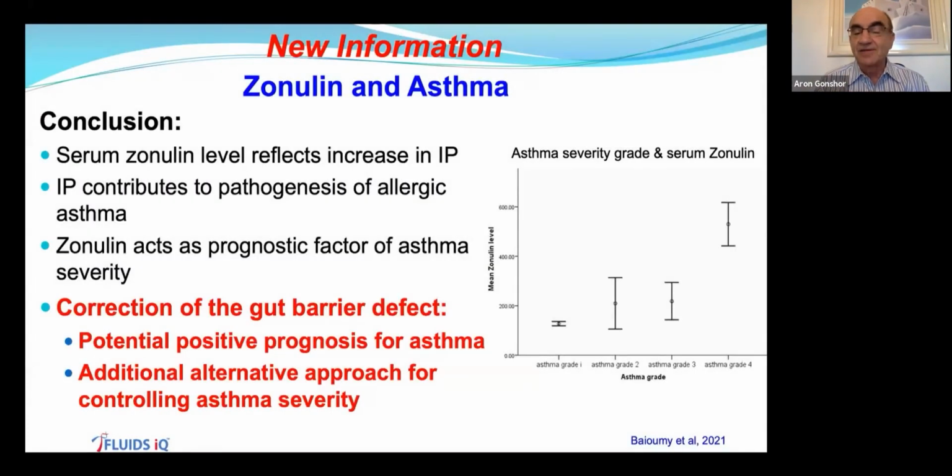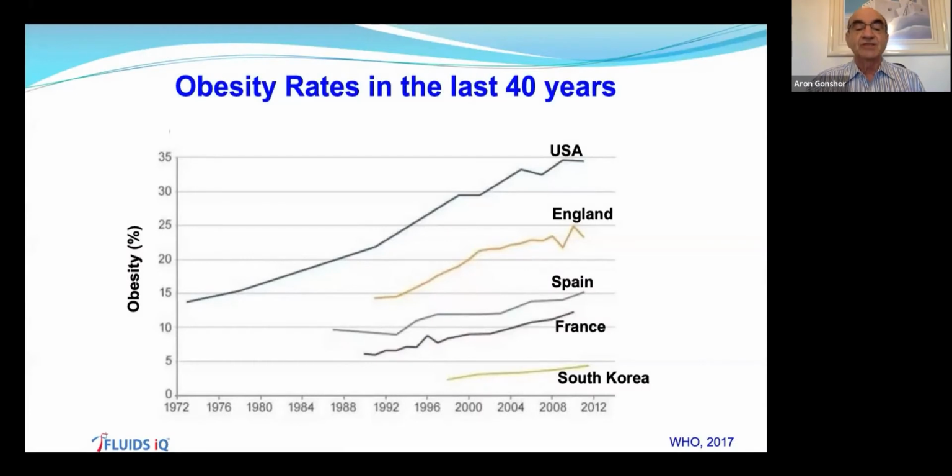Same with asthma. We now know that zonulin is increased with asthma as it increases in severity. And so we now know that you can actually look at that as a potential way of being able to have a prognosis of where these people who have asthma are in their severity state. So it may be an additional alternative approach. And by the way, this again is new news. It's coming right hot off the press.